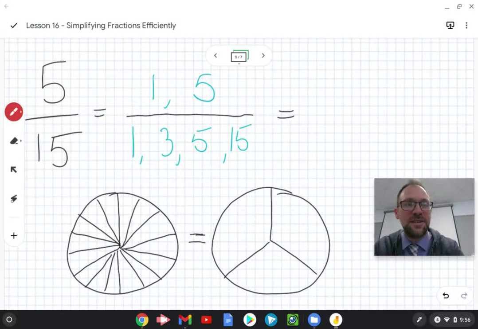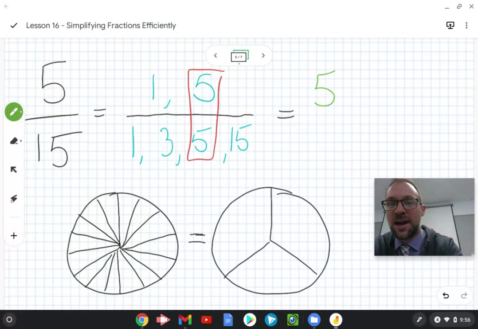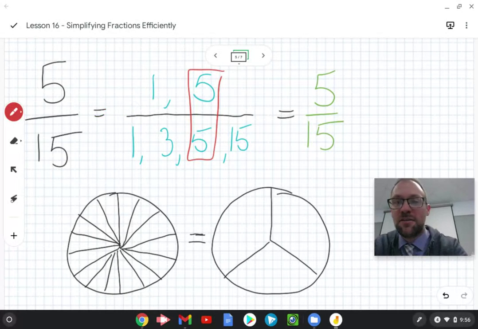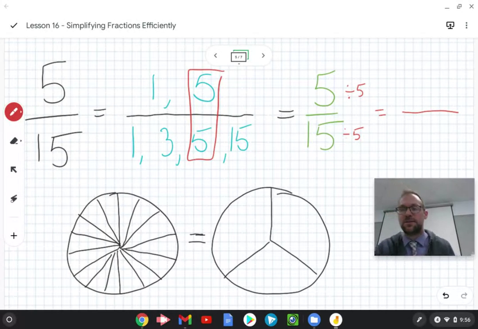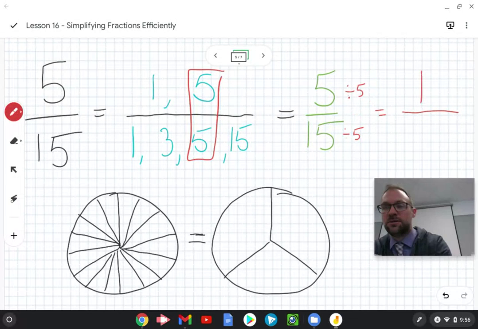So what is the greatest factor they have in common? The greatest common factor? You got it. It's 5. So step 2, we divide 5 and 15, both the numerator and denominator, by the greatest common factor. Let's do that. 5 divided by 5 and 15 divided by 5. What will we get? Well, 5 divided by 5, let's see, that's 1. And 15 divided by 5, that is 3.